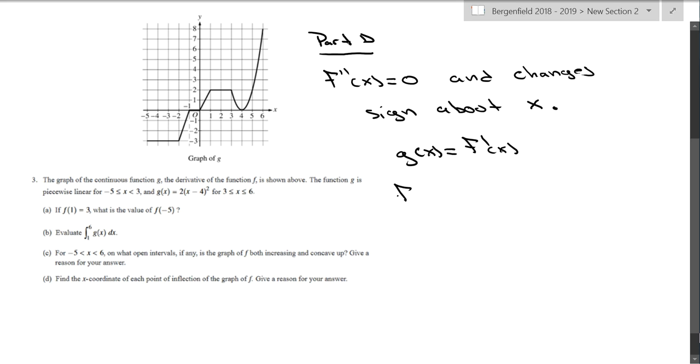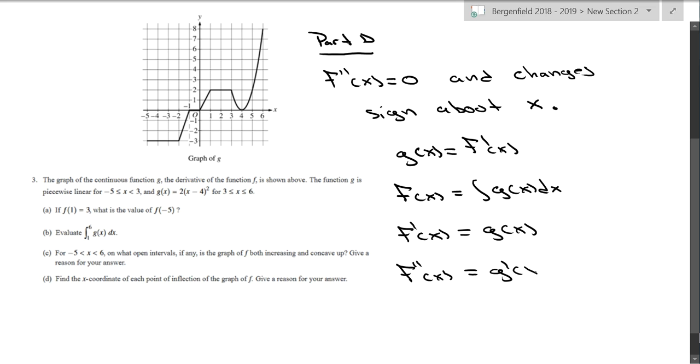Okay, so we looked at this before, so we know that f of x is equal to the integral of g of x dx, and we also know that f prime of x now is equal to g of x, and we also know that f double prime of x is equal to g prime of x, and this is what we want to know when it's equal to 0. So what is the slope of this function g equal to 0? Well, there's lots of places.